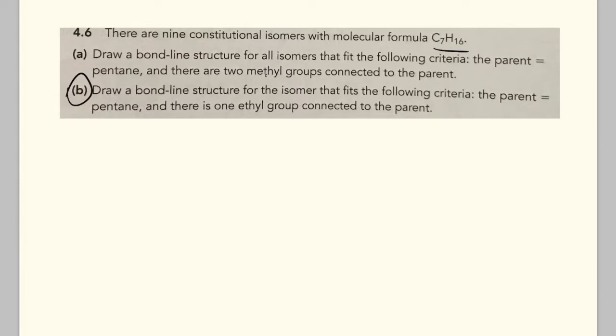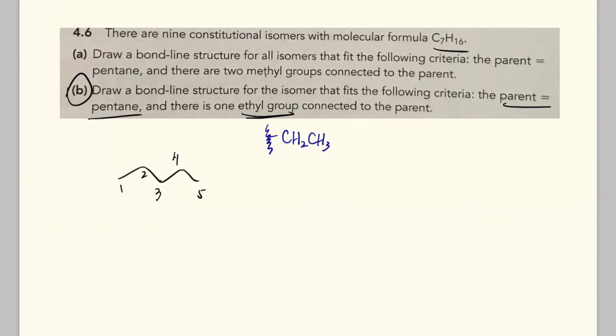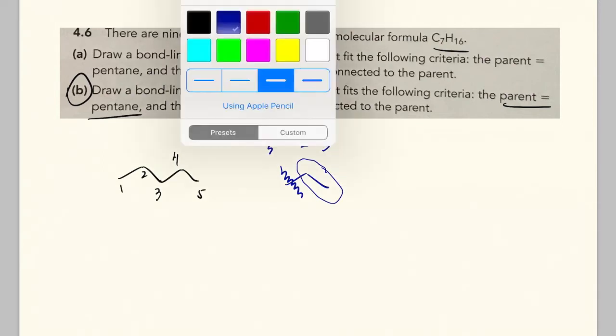So we've got this C7H16 molecule, and we need to have a parent chain that has pentane. So we have 1, 2, 3, 4, 5 carbons is pentane, okay? And then we need to add an ethyl group. Remember, an ethyl group is 2 carbons. It's a CH2, CH3 bonded up to something, and I'll use a squiggly line to represent that it's stuck onto something. Or it means just 2 carbons, bonded up to something.